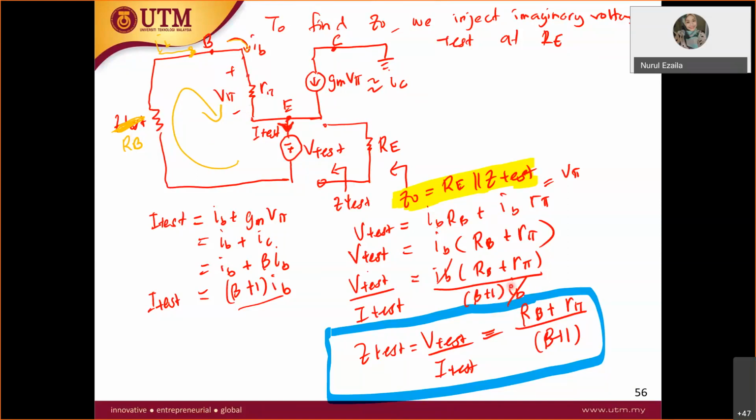Finally, V test over I test is equal to the total voltage V test over I test. You cancel out IB, so you get RB plus R pi over beta plus 1. So this is how you get the V test. Why do I show this here? Because I want you to recall that we have done this for the V test for common collector. So we're going to do this again for common drain.